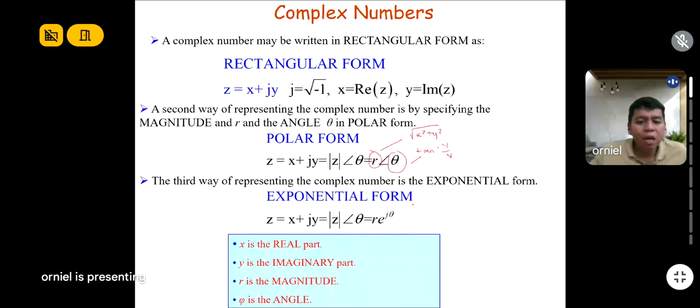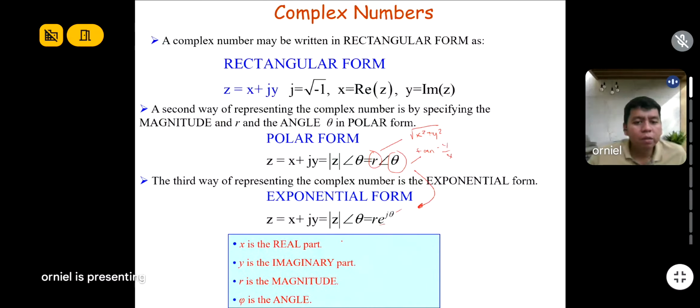And for the exponential form, the equation is R, exponent to the j theta. It's the same theta; the only difference is that it is now an exponent. So it is the same as the polar form. Whatever the value of your polar form is, you can directly convert that into exponential form.